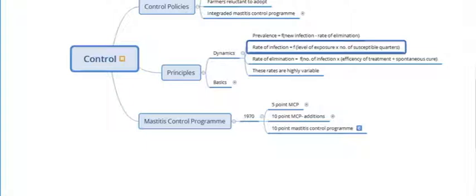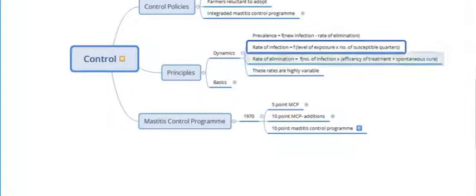Level of exposure, of course, includes many things, like the environmental hygiene, the milking machine, the milker's hand, everything. So all these contribute to the level of exposure and the number of susceptible quarters, and it will be a product of these two or a function of these two that determines the rate of infection. And what about rate of elimination?